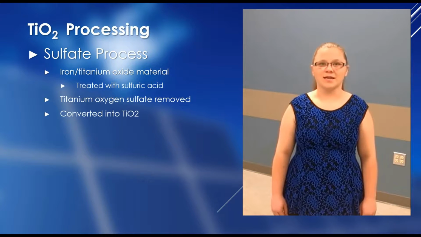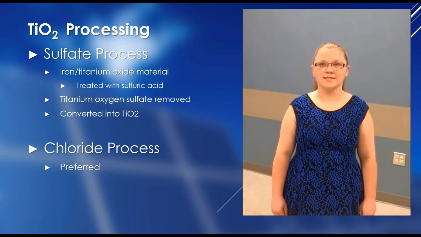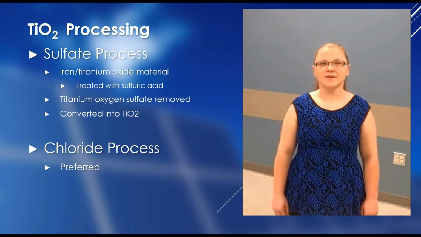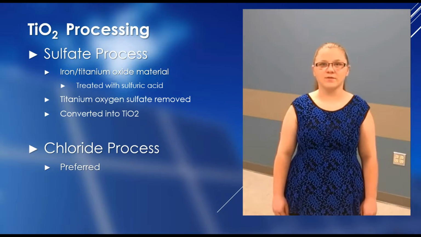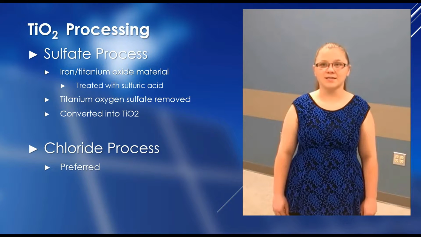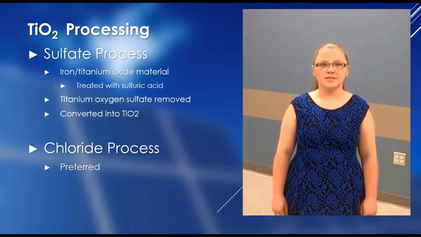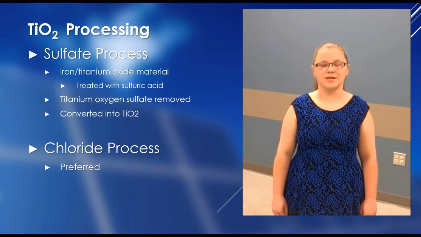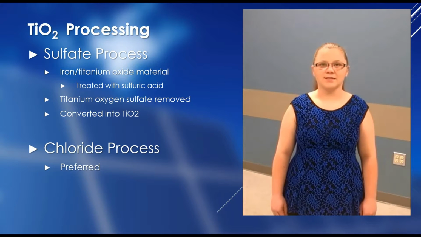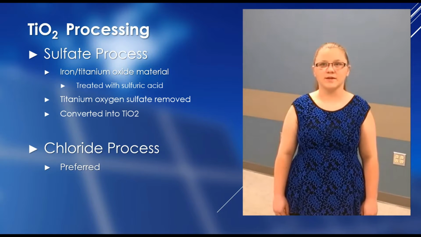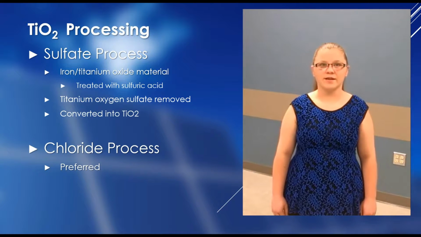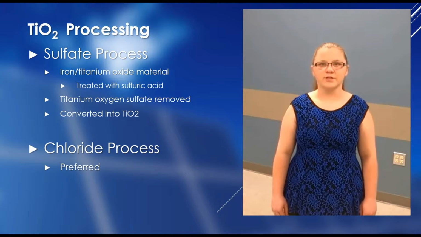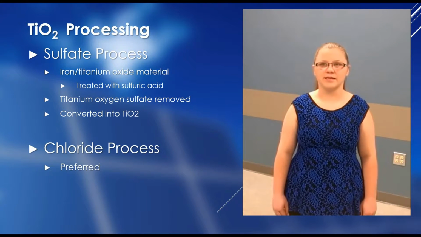The chloride process requires a rare material that must contain at least 70% rutile. This is then reduced using a procedure that requires carbon, and then it is oxidized with chlorine. This method produces a liquid that must be distilled and converted into titanium dioxide. The chloride process is preferred over the sulfate process due to the financial and environmental aspects of the procedures. Once the material is purified, the process of electrospinning can begin.